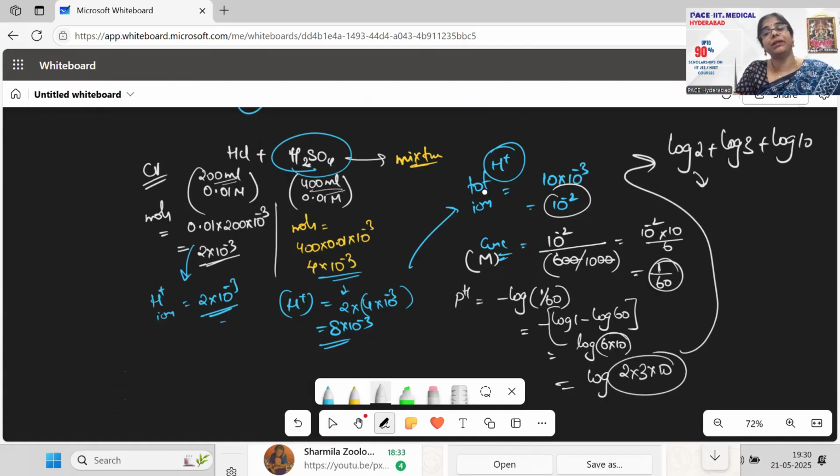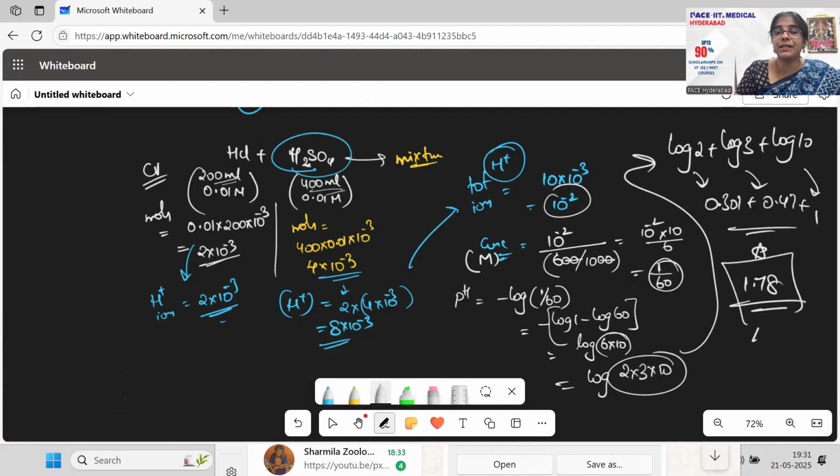So what will be my log 2 value? 0.3010 plus log 3 value is 0.477 plus 1. This becomes my answer here. So somewhere around 1.78 is my pH value. This is my pH value for this.